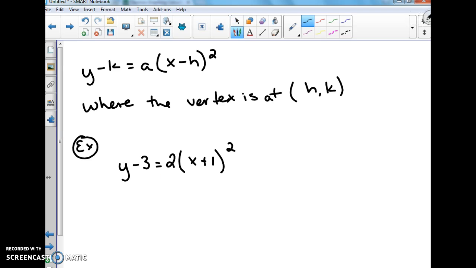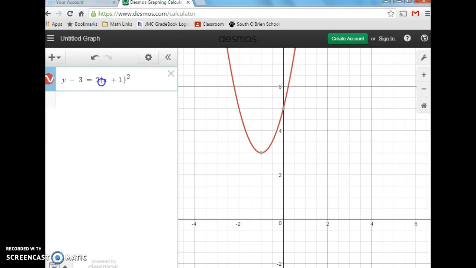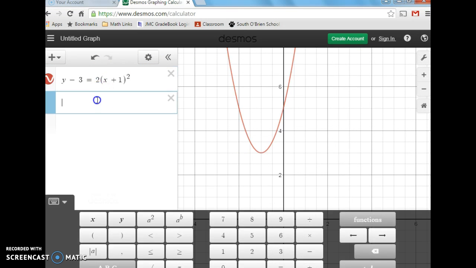Now, I want to talk about this a value. So on our graph, we had it as a 2. So I just want to show you guys what's going to happen if we change it to a larger number, to a smaller number, to a negative number, and all of that good stuff. So if I have y minus 3, and I'm going to leave the vertex the same, I'm going to make this larger and be a +4. And then I'm going to go with (x plus 1) still to the power of 2.